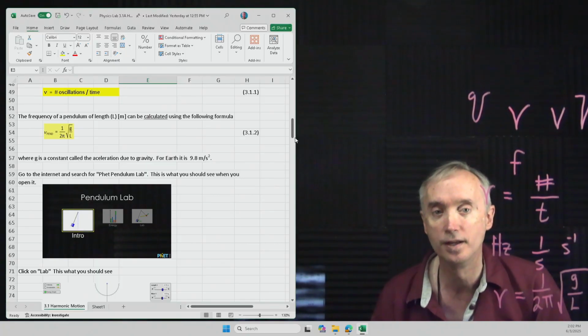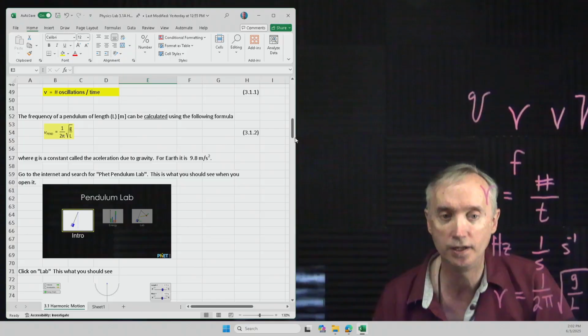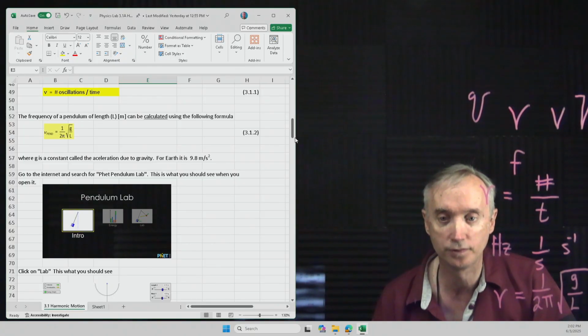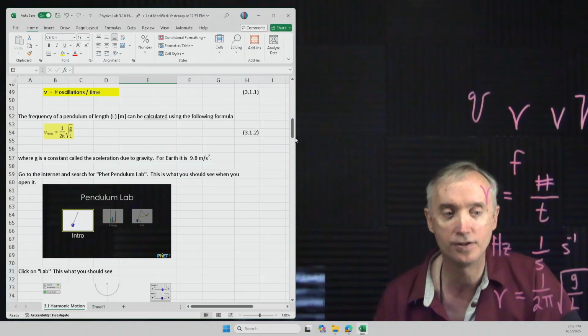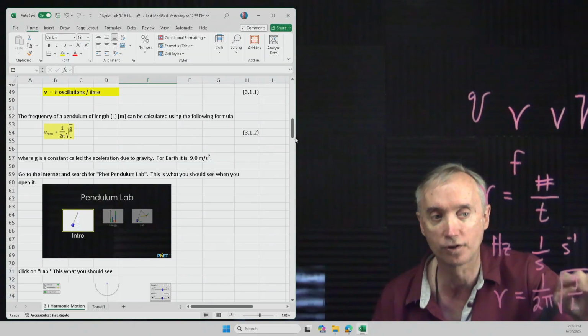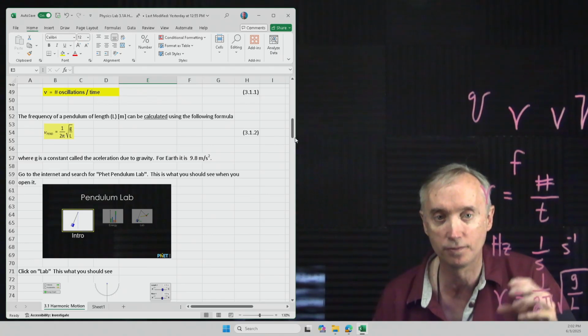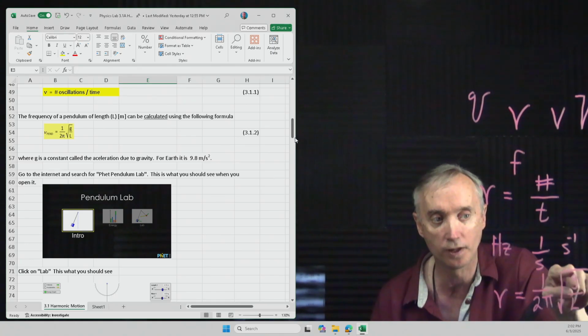L is going to be the length of the pendulum. g is going to be gravity. It is not grams. Occasionally I have a student that will think that the g in here stands for grams, and so you take the mass of the weight that's on the pendulum in grams and plug that in here.